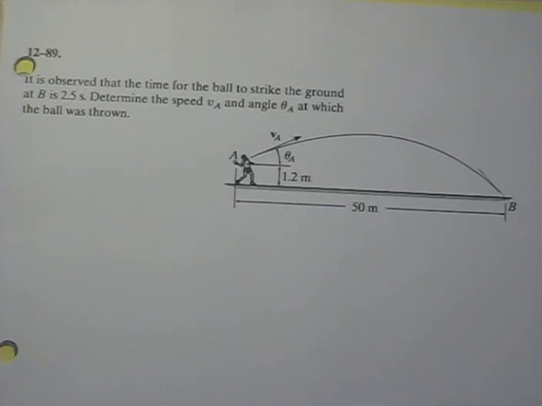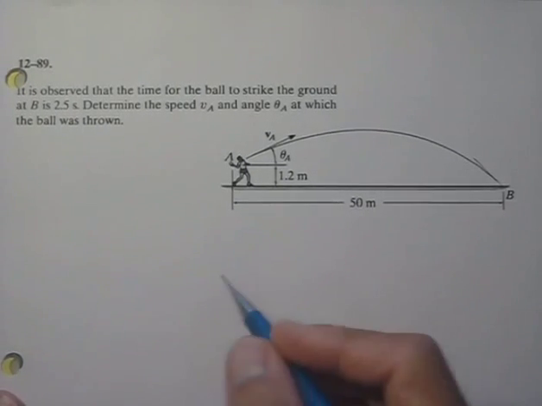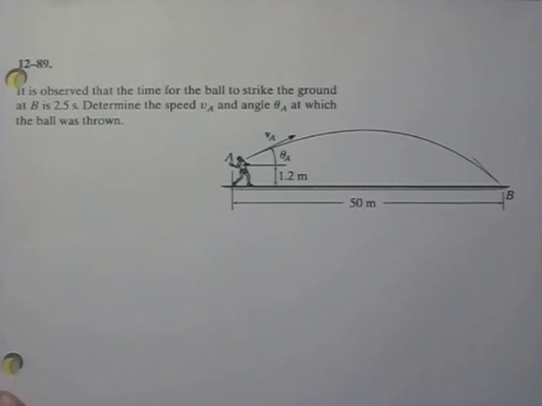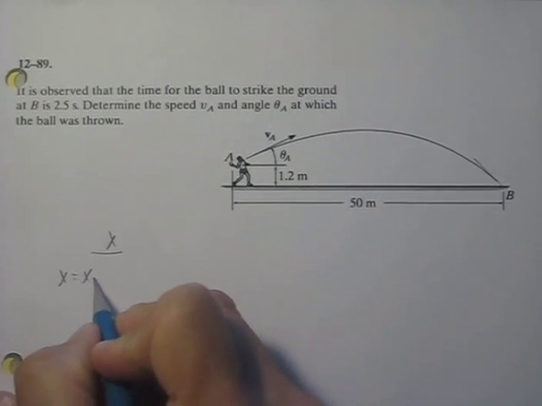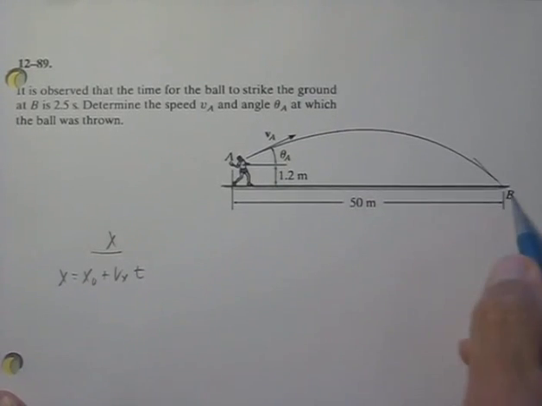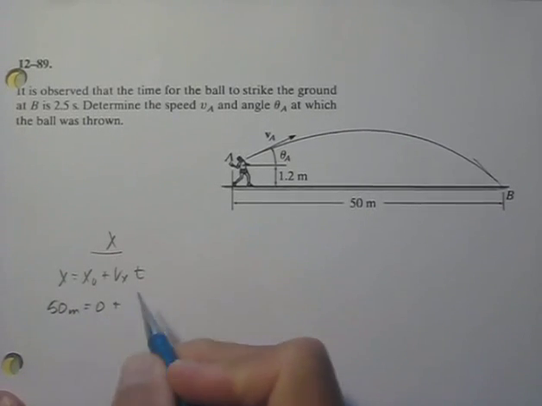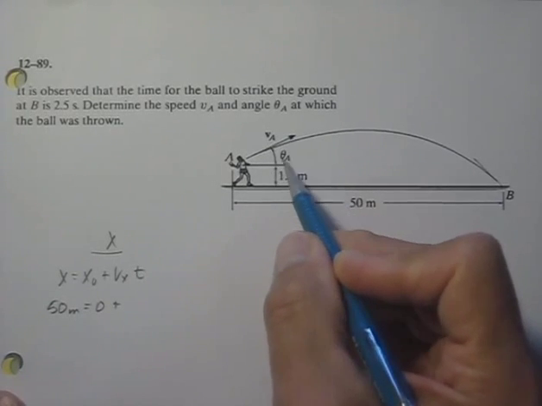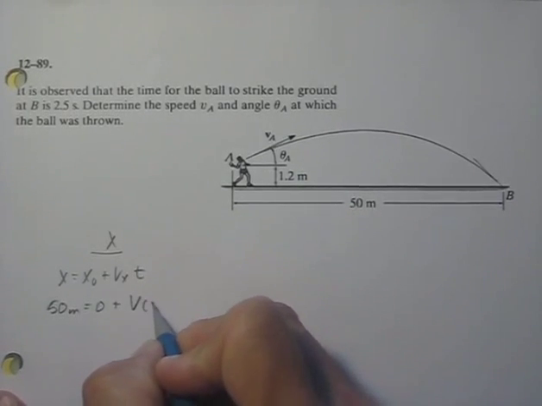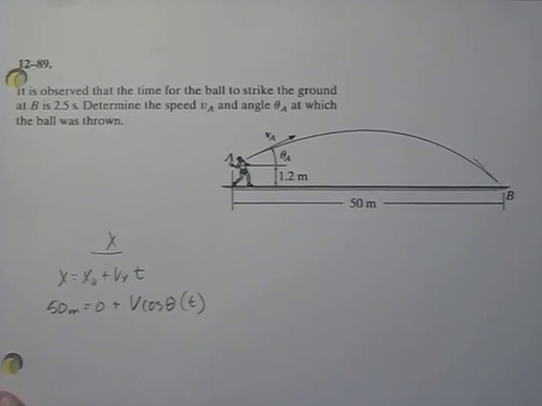All right, again we'll start with the x direction. It's almost always where I start anyway, and we'll set it up in this form, and it makes it generally pretty easy to follow the work. So in the x direction, we're going to say that x is equal to x sub 0 plus vx times time. And x is the distance that it goes, so that'll be 50 meters is equal to 0 plus velocity in the x direction would be the velocity right there times that cosine of angle, so it'll be v cosine of theta. We don't know either the velocity or the angle at this time, but we do know the time. We'll fill that in just a second.